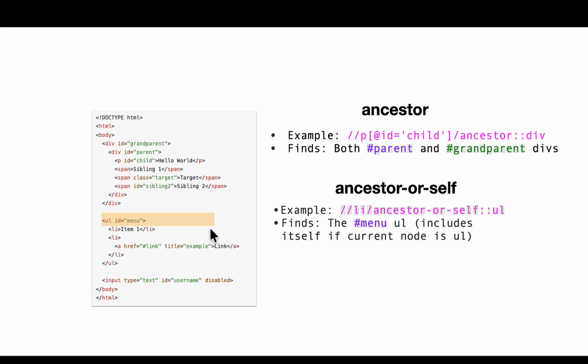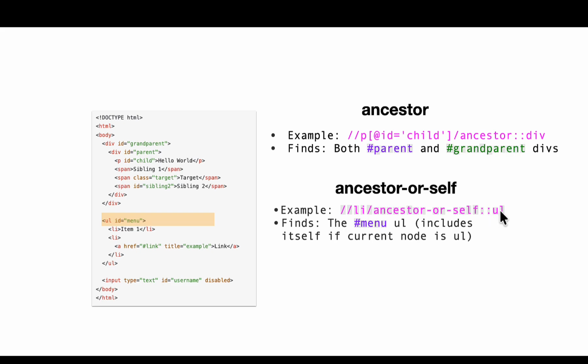Ancestor-or-self equal to ul. Okay, ancestor-or-self. Ancestor means previous ul, right? So if you go till top also, there is only one ul, so it selected that. So why is it not selecting self? Okay, there is a condition. Because the current tag is li, we are using li, and for this li we are checking ancestor-or-self ul.